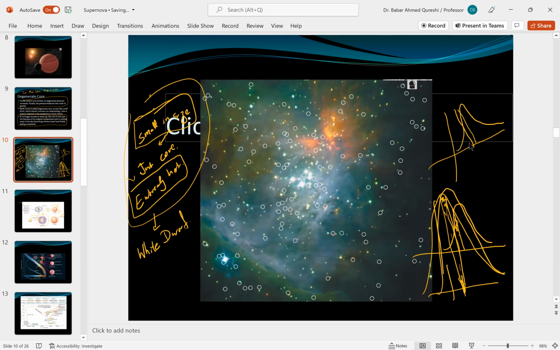So now we realize that some of these stars, which we see up there in the HR diagram, plotted as white dwarfs, as small objects, less luminosity, but extremely hot, what they could be, these are actually the corpses of the stars.